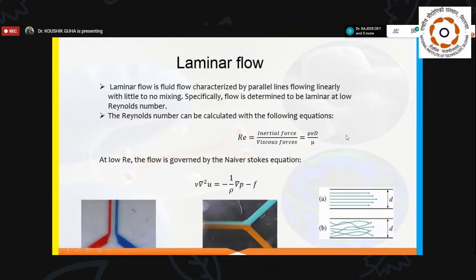So suppose you have a small dimension of a channel or chamber, then we can think of the fluid flow as laminar, because all the particles of the fluid are moving in the same direction with the same kind of velocity, without any external effect.